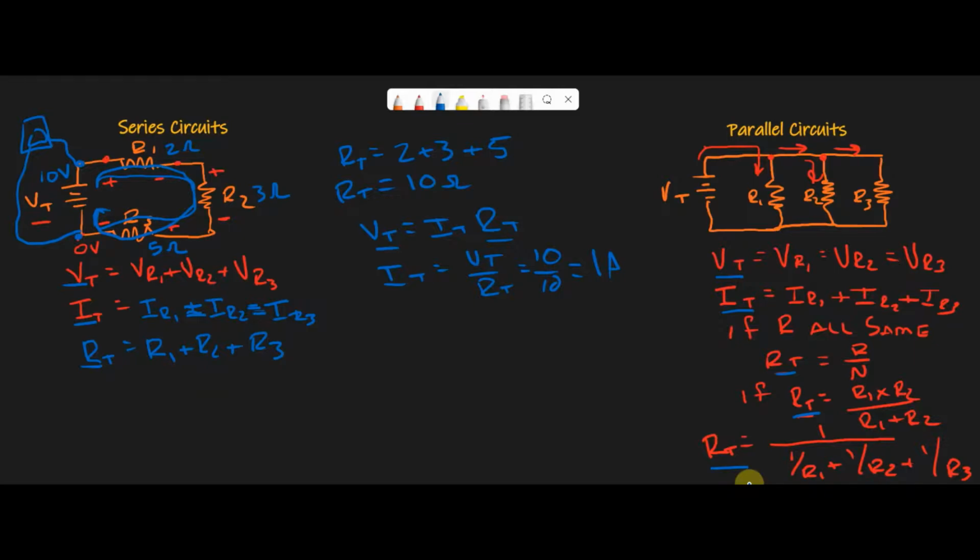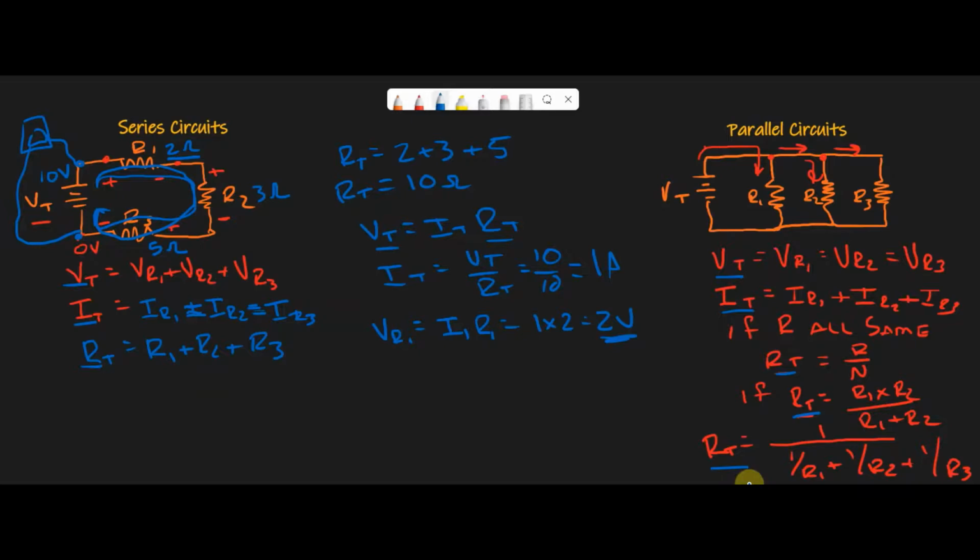Well, I can also use Ohm's law. Since I know what my resistance is and I know what my current is, I can figure out the voltage drop across each one of those resistors. So for instance, the voltage drop across R1 is going to equal the current on R1 times the resistance of R1. And that's going to equal 1 times 2, which gives me 2 volts. Again, I told you I made the numbers easy on this one.